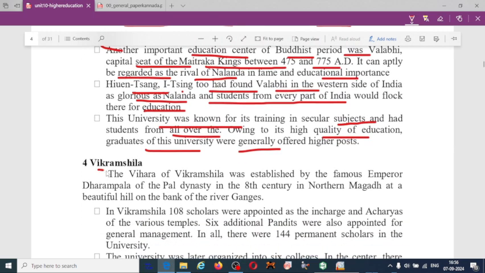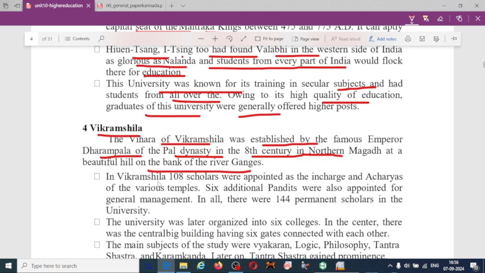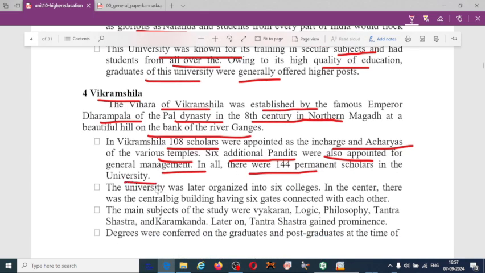Next comes the Vikramashila. The Vihara of Vikramashila was established by famous Emperor Dharmapala of the Pala dynasty in the 8th century, in Northern Magadha at a beautiful hill on the bank of the river Ganga. So in Vikramashila 108 scholars were appointed as in charge and acharyas of the various temples. 6 additional pandits were also appointed for general management. In all, there were 144 permanent scholars in the university.